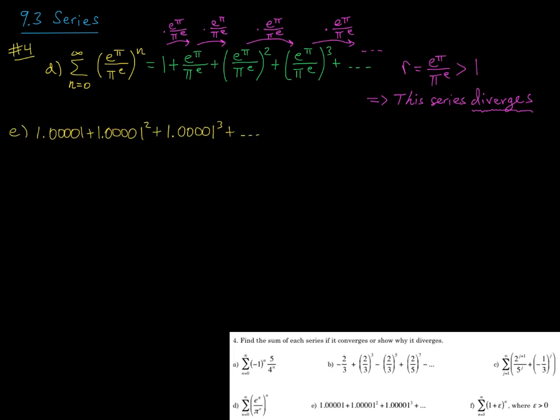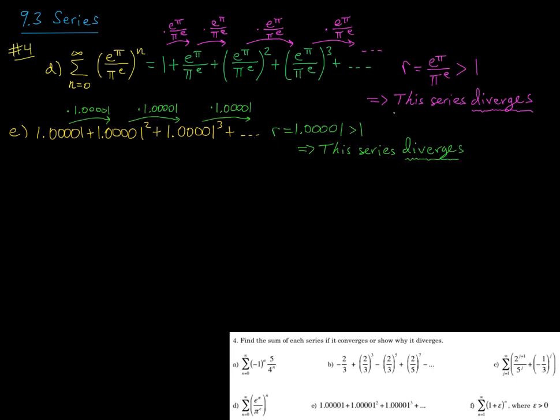All right, for part E, we've got 1 point, and then there's 4 zeros and a 1, plus 1 point, again, 4 zeros and a 1, but now it's squared, and then here that number is cubed, and so on and so forth. So this is a geometric series. Common ratio r is a number that's just slightly over 1, but still, again, the point there is that the common ratio r is not strictly less than 1. That's what we need for the series to converge, okay? And so here the series, again, diverges.